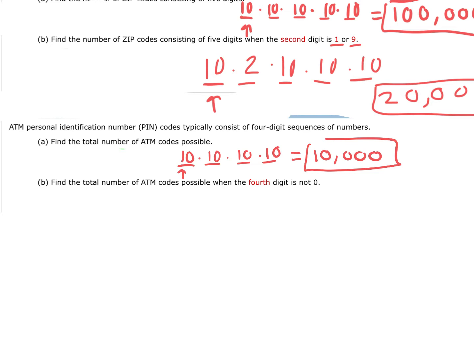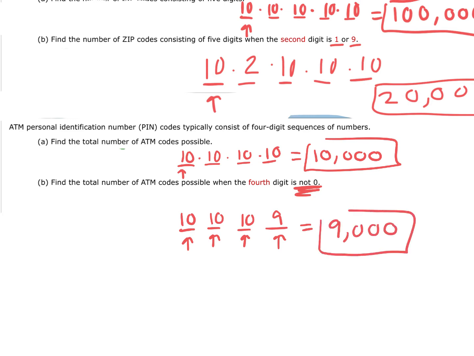Find the total number of ATM codes possible when the fourth digit is not 0. So again, we have 4 digits. How many possibilities do we have for our first spot? 10. What about our second? 10. Third? And fourth? 9. Because it can be any number except 0. So that takes away one of our possibilities. So we're multiplying it by 9 now. So this is 9,000.